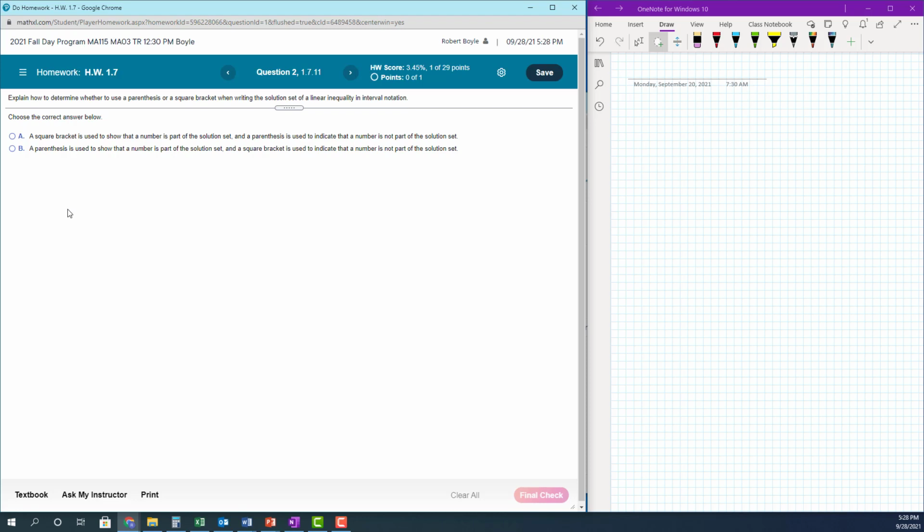So that's A. B says a parenthesis is used to show that a number is part of the solution set. Well, that is dead wrong. And the square bracket is used to indicate that the number is not part, and that is also wrong. It is part A because we use a square bracket to show that it is included and a parenthesis to show that the number on the end is not. So we would want to choose A.